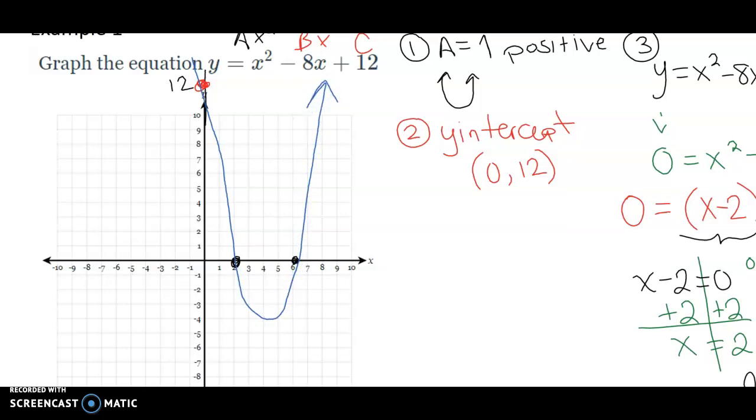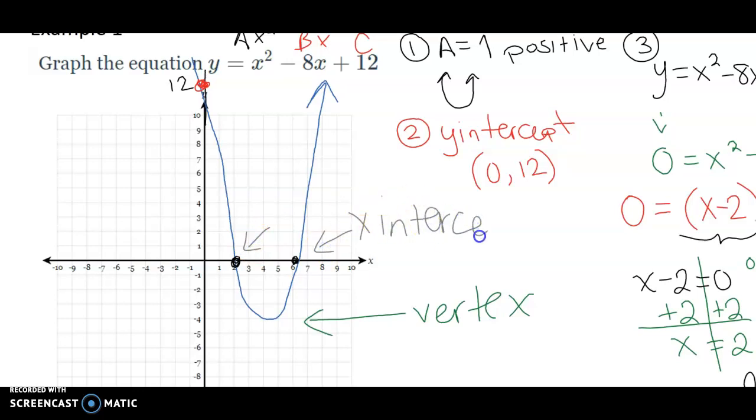There is a way to find the vertex. This is just an estimate of the vertex. It's not really the vertex. There is a way to find the vertex, but we're not doing it in this video. So again, this is just kind of a rough sketch looking specifically at the x-intercepts. Here are my x-intercepts.